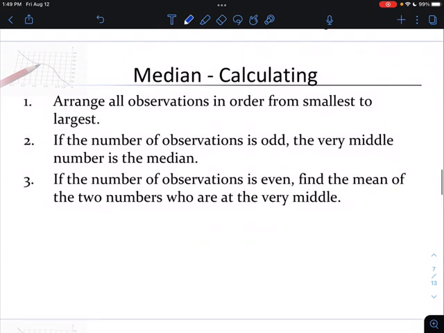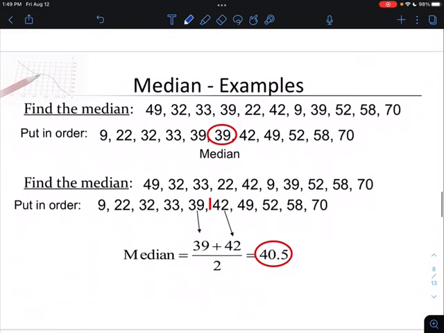As far as calculating median, we're going to talk about by hand here for a second, and then we'll do it in the calculator a little bit later. As we calculate median, we're going to take all of our observations and arrange them. The easiest way is smallest to largest, so in ascending order. If the number of observations is odd, then the very middle number is the median. If you have an even number of observations, the mean of the two numbers in the middle will be your median. And I'll give you an example of each of those here.